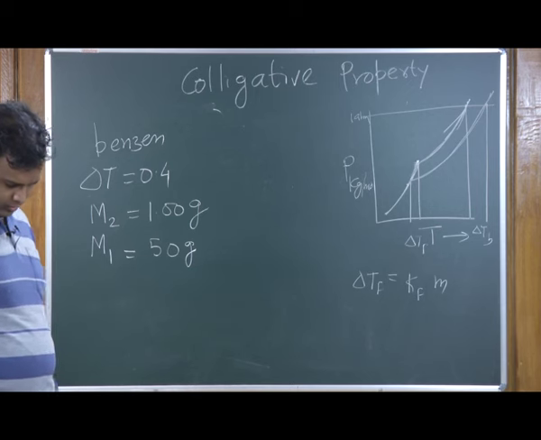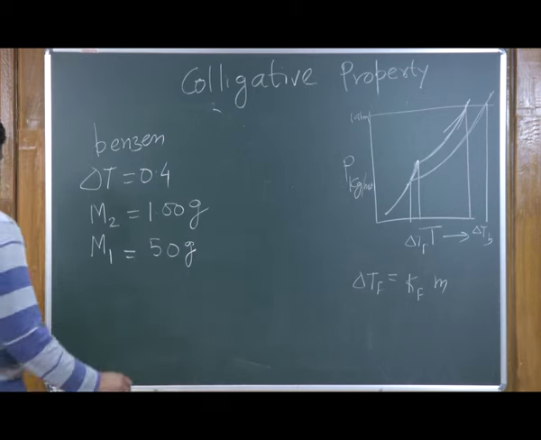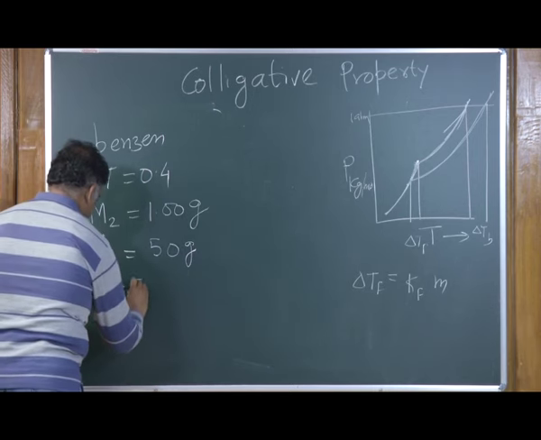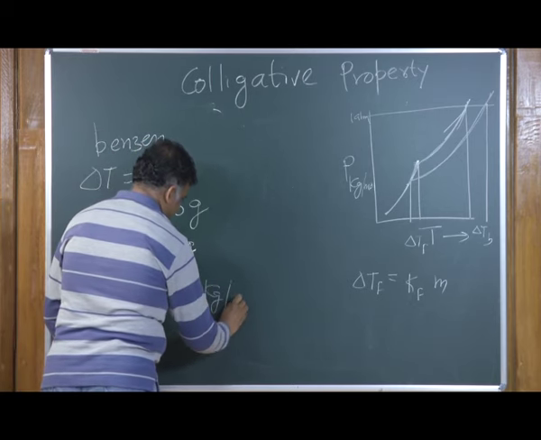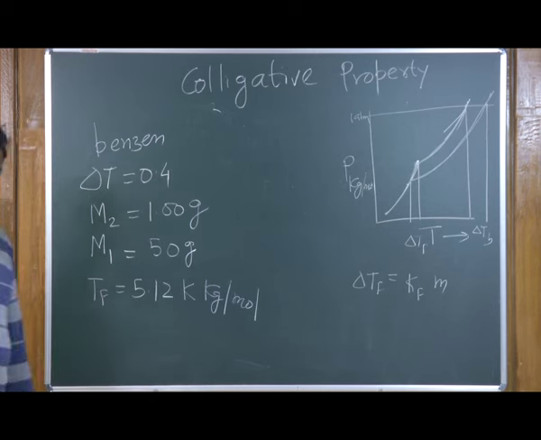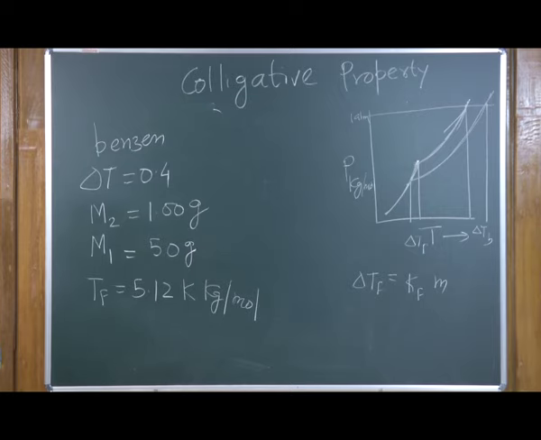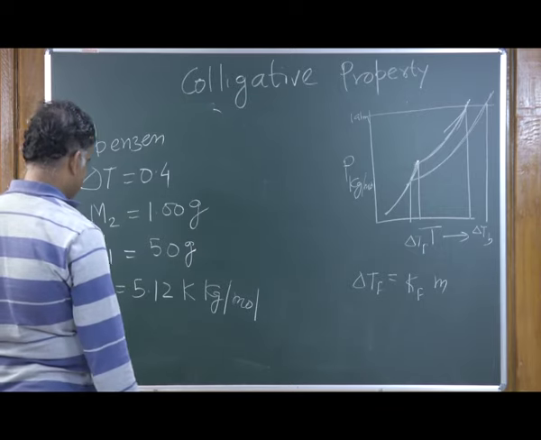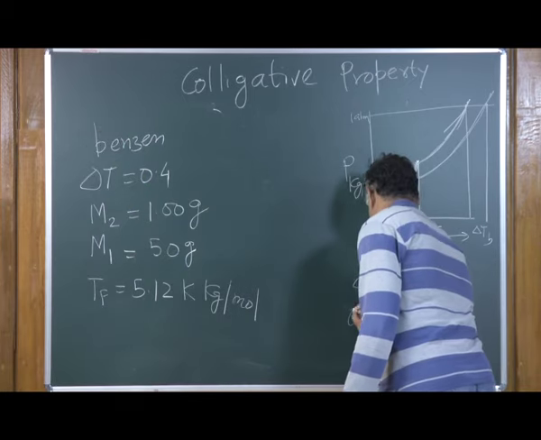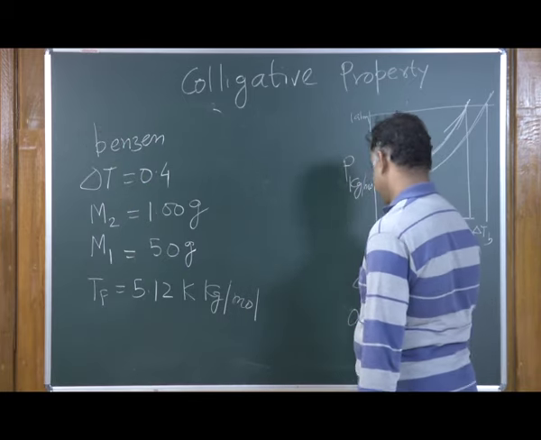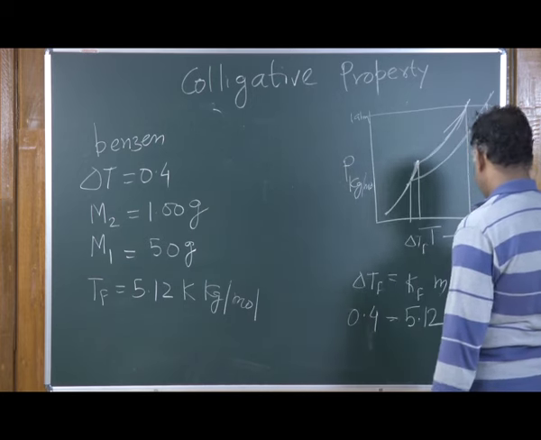The freezing point depression constant for benzene is 5.12 Kelvin kg per mole. So, we are given KF also, which is 5.12 Kelvin kg per mole. Find the molar mass of the solute. Okay, so we are again going to use the same formula. So, we are given delta T, which is 0.4, KF is given 5.12. And we need the molality.